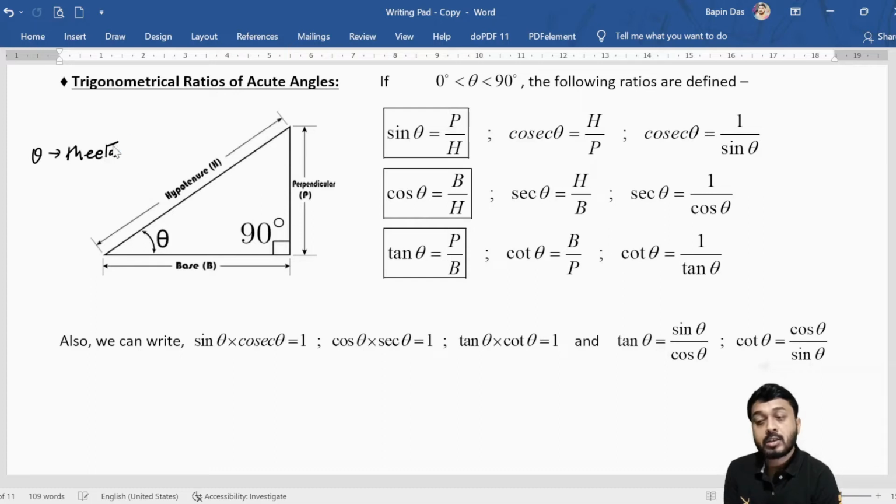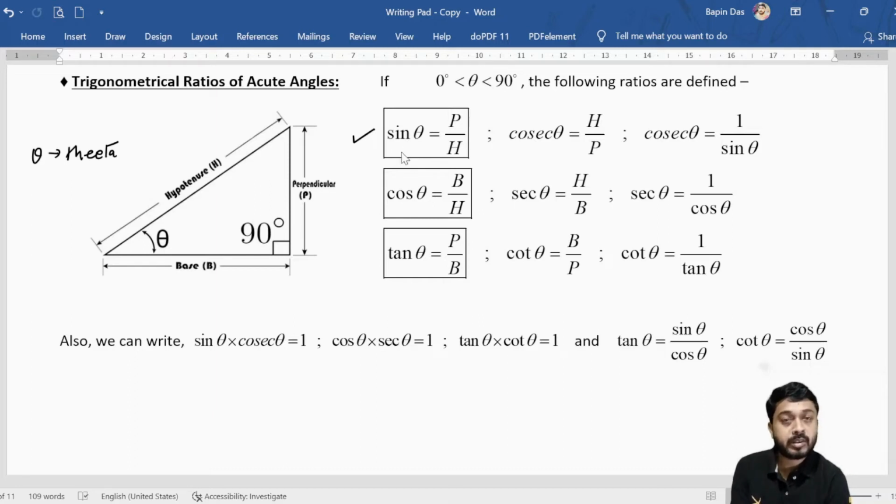Theta, as it is said, a letter of the Greek alphabet. So now let's come to the ratios. The first one is sine theta. This is not sin theta, it is read as sine theta.